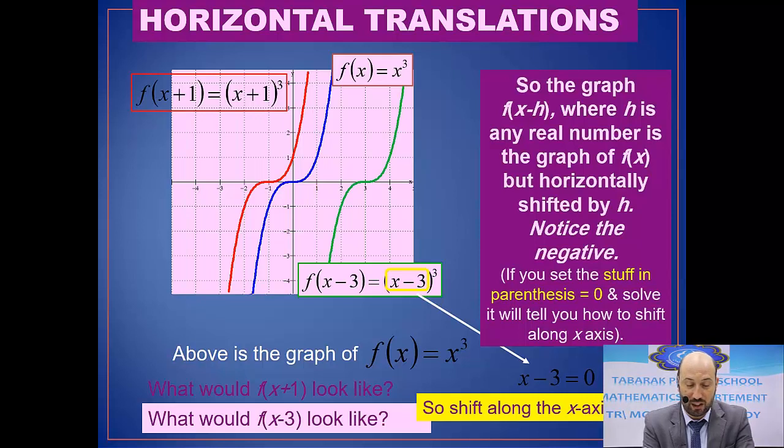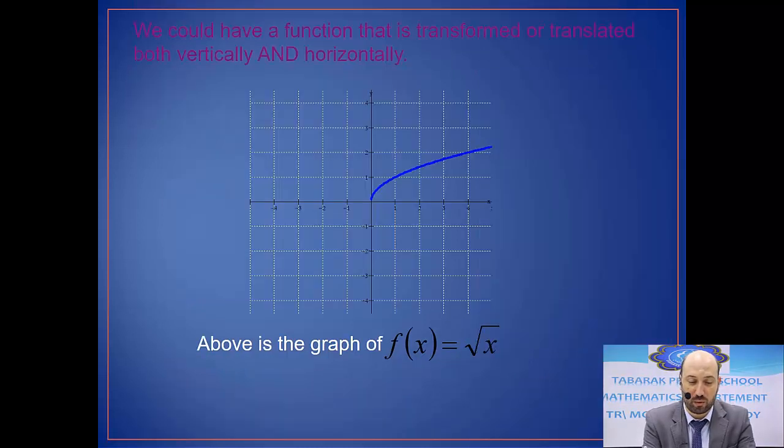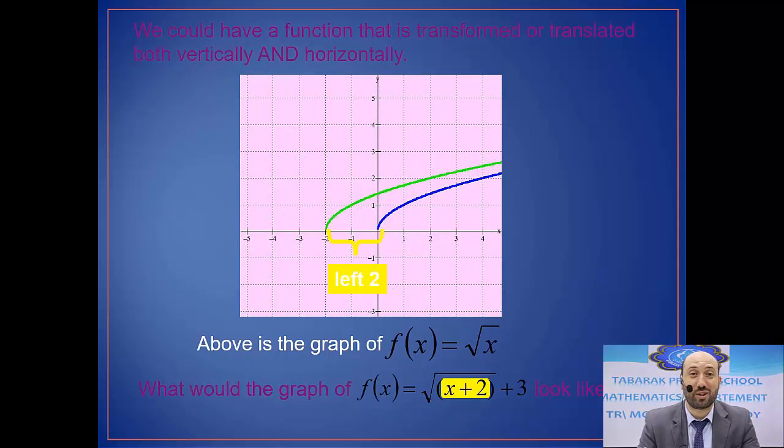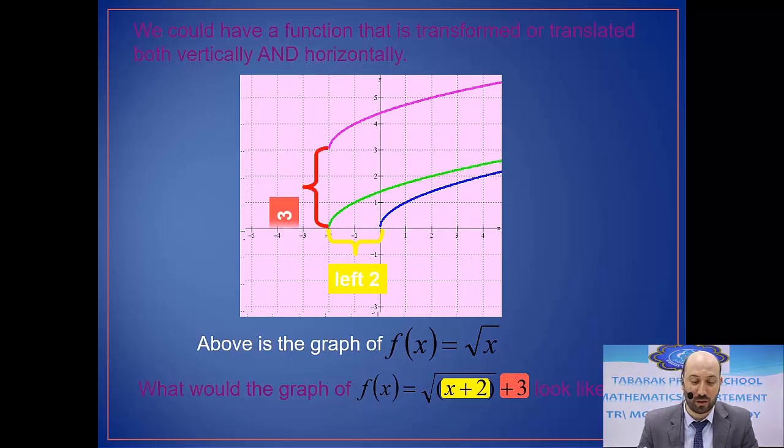So here, what we have is x − 3 equal to 0, so x equals 3, so we shift along the x-axis by 3. This shifts right 3. Here again, we have it here, 2 left and 3.